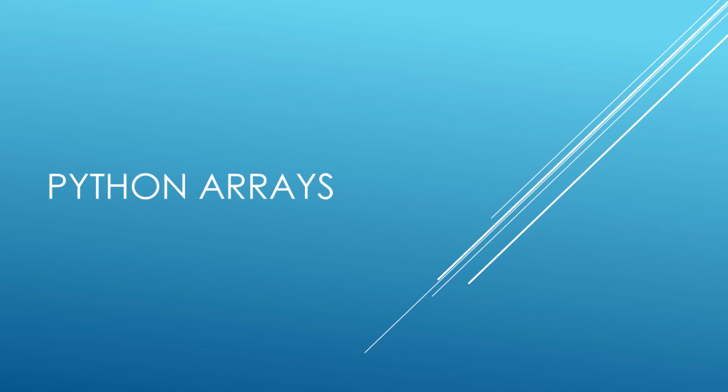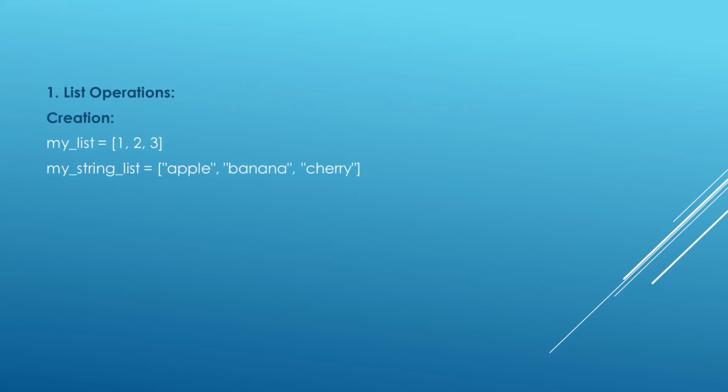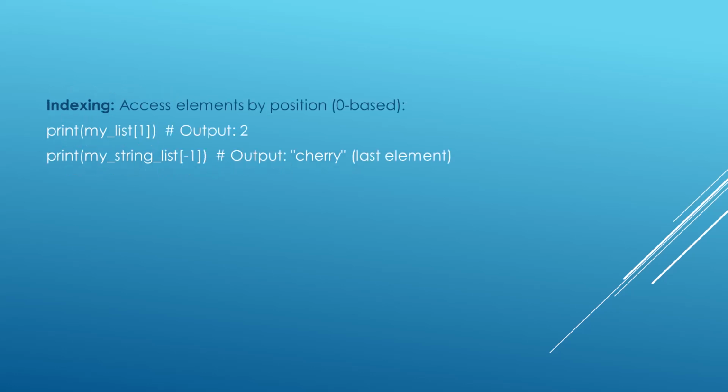Python doesn't have built-in arrays in the traditional sense. It offers two powerful alternatives for efficient data storage and manipulation. 1. Lists. Versatile, ordered collections of items that can hold elements of different data types: integers, strings, floats, etc. Ideal for general-purpose data management and dynamic changes.